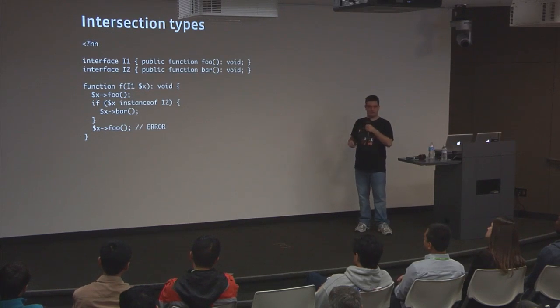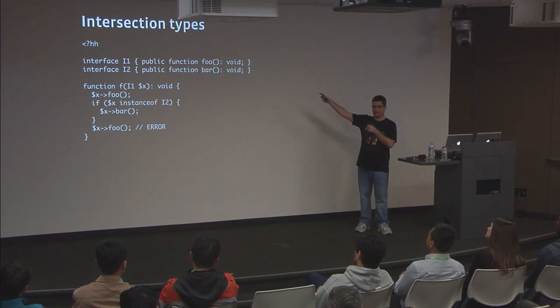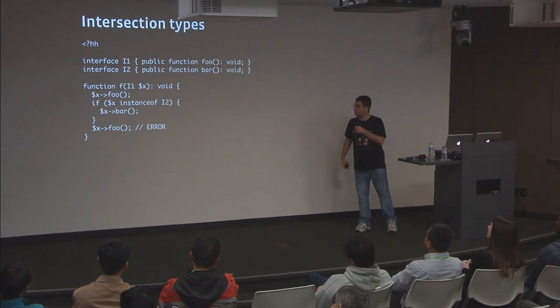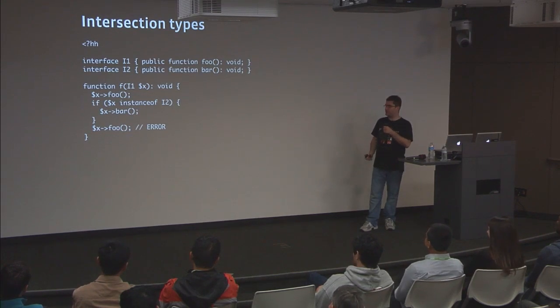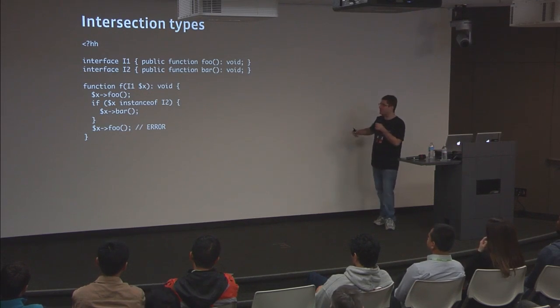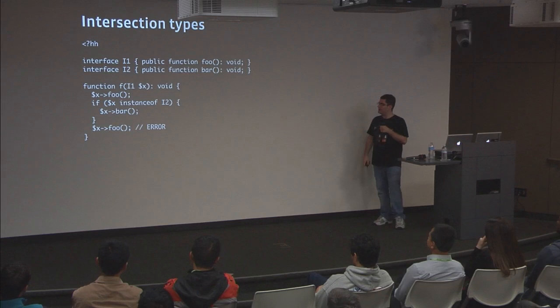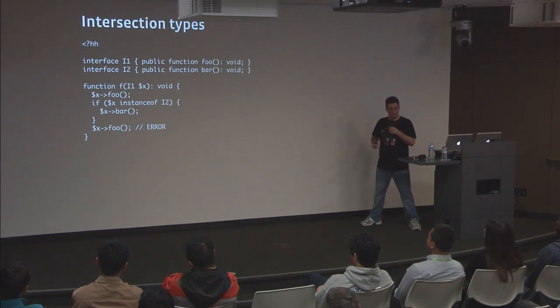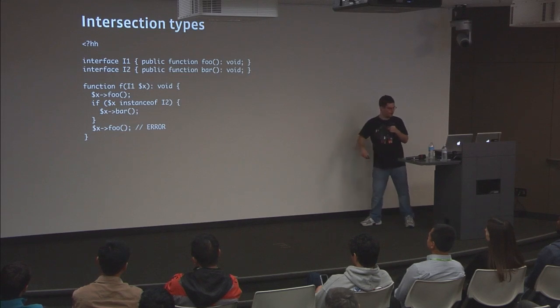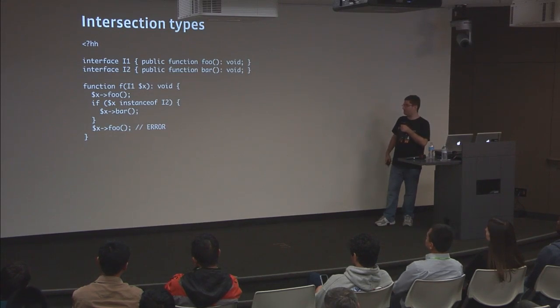We have 2 interfaces, I1 and I2. I1 implements foo, I2 implements bar. We have a function f, which takes something that's an I1. And I call x arrow foo on it, which I should be able to do, because foo is defined in I1. Now my x might also be an I2. The interfaces aren't mutually exclusive. So I should be able to say, if x instanceof I2, call bar on it.